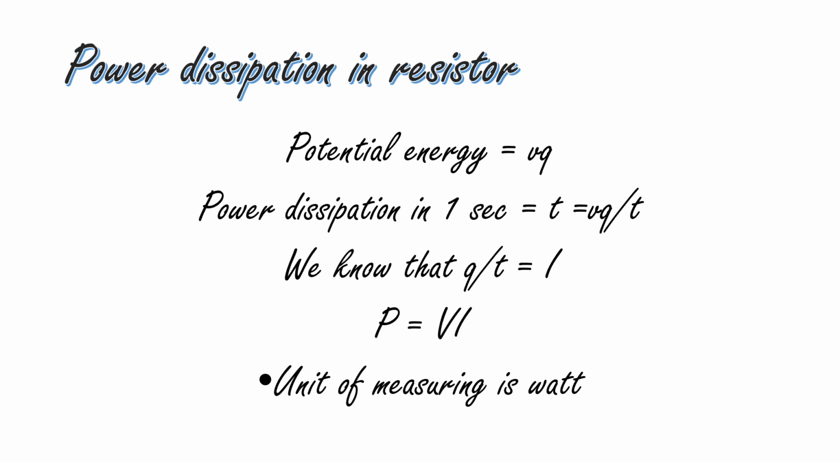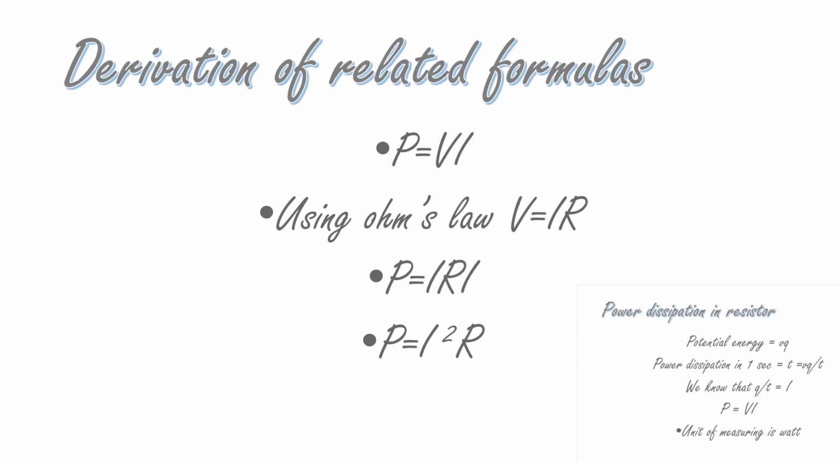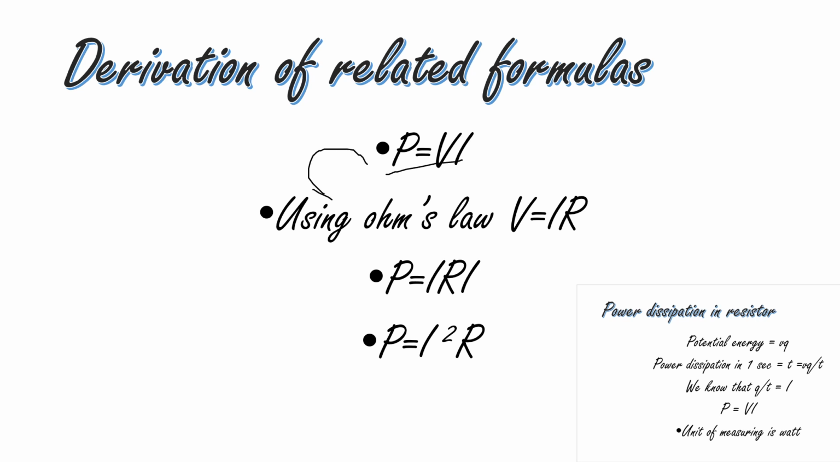So in this lecture we're going to simply derive related formulas. Now we know the general formula P is equal to VI, and we will derive using Ohm's law. We know that Ohm's law is V is equal to IR. So we will simply put V is equal to IR in place of the V here. So it will become IRI, and II is I squared. So the first formula is P is equal to I square R.